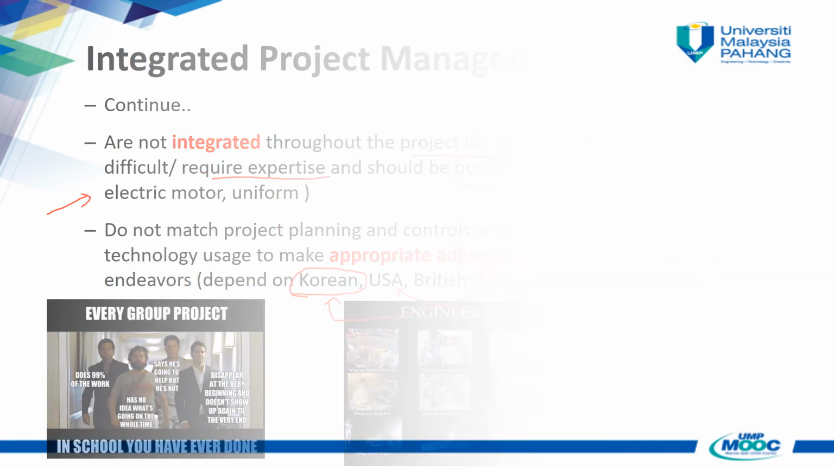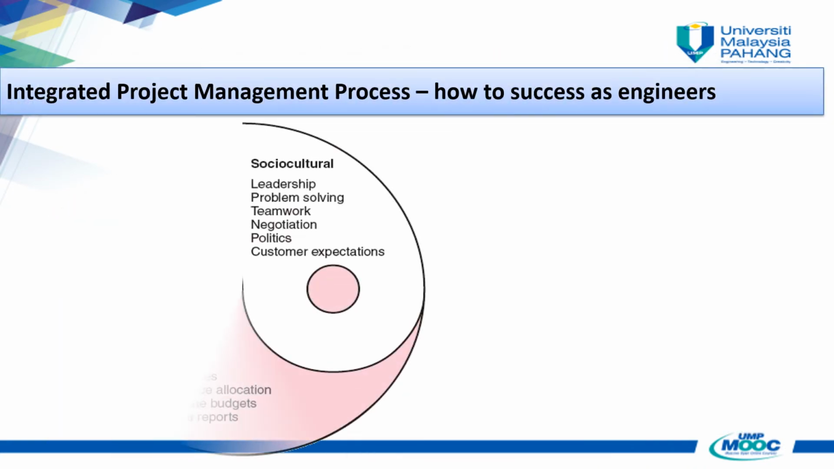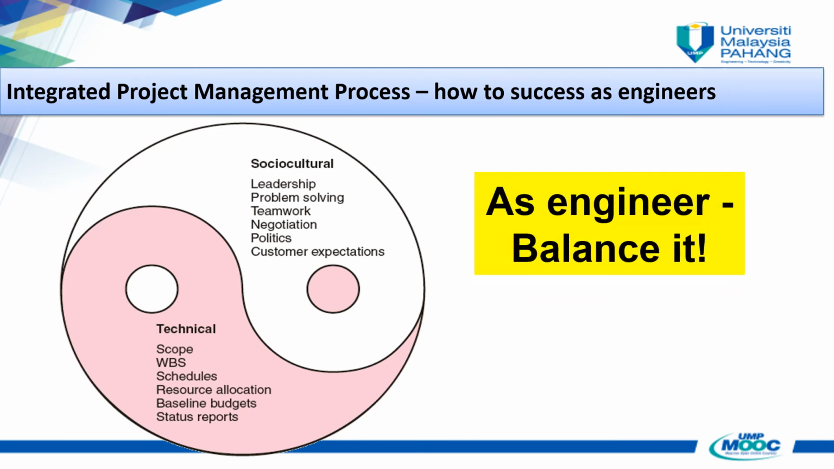So as engineers, we want to have our success. To succeed as an engineer, we need to balance two parameters. The first one we call the technical parameter. The second one we call the socio-cultural conditions or parameter. So what are the socio-cultural conditions required of an engineer?